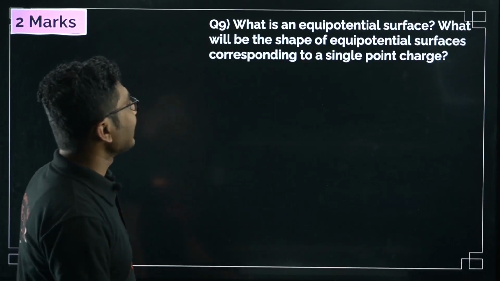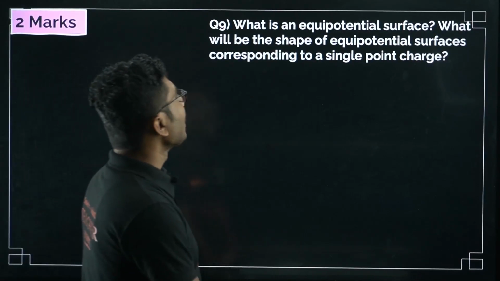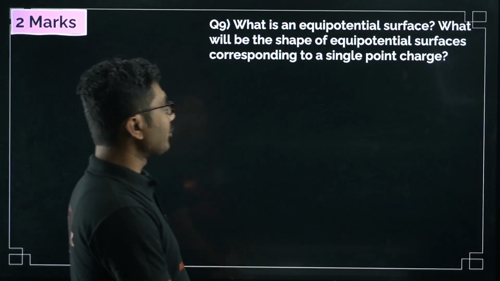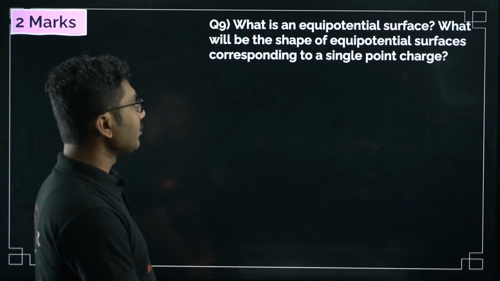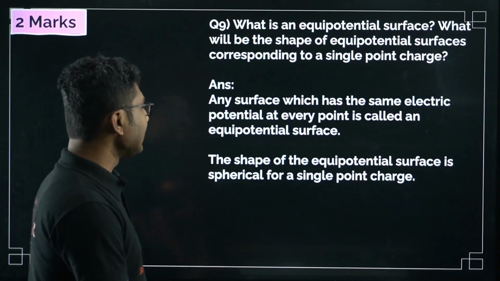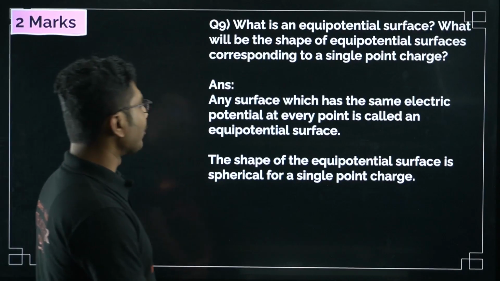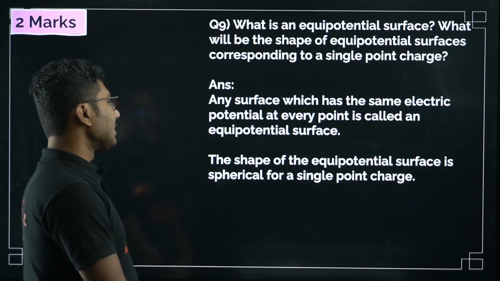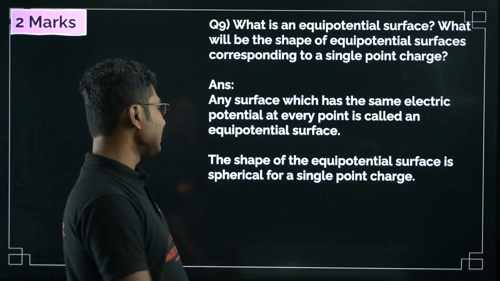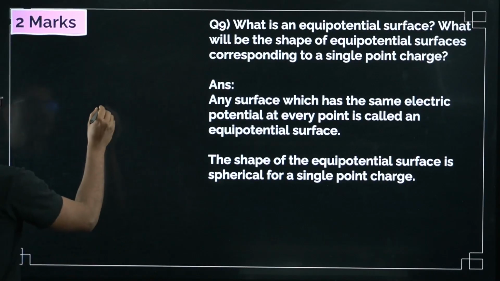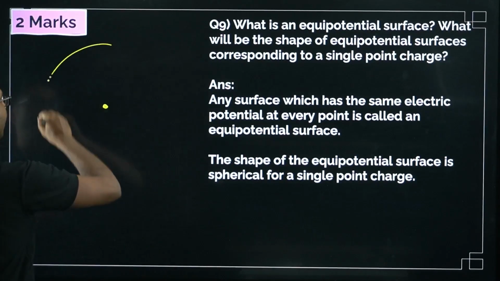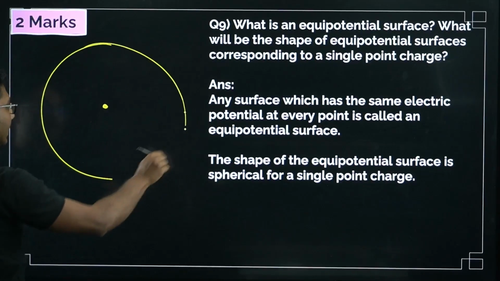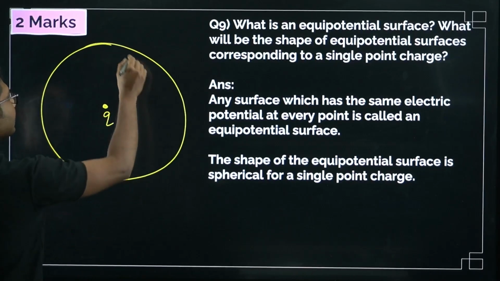Now what is an equipotential surface? What will be the shape of the equipotential surface corresponding to a single point charge? Any surface which has the same electric potential at every point is called an equipotential surface. The shape of the equipotential surface is spherical for a single point charge. For a single point charge, you have to draw a sphere like this. Okay, so for a single point charge, this is a sphere.